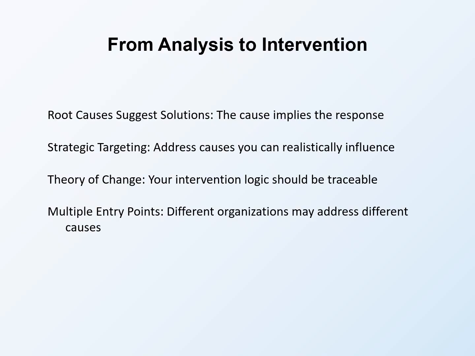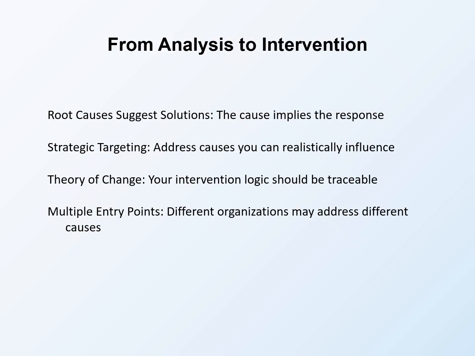Strategic targeting means addressing causes you can realistically influence. Your organization may not be able to change federal reimbursement policy, but you might be able to establish a community health center or recruit providers with loan forgiveness. Choose intervention points within your sphere of influence.